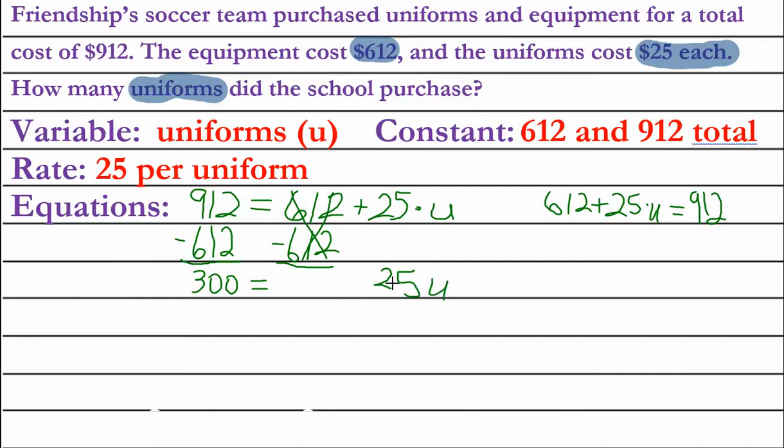So no longer any addition or subtraction. So now I see that there is multiplication. The opposite of multiplication is division. So we divide by 25. And we find out that U equals 12.